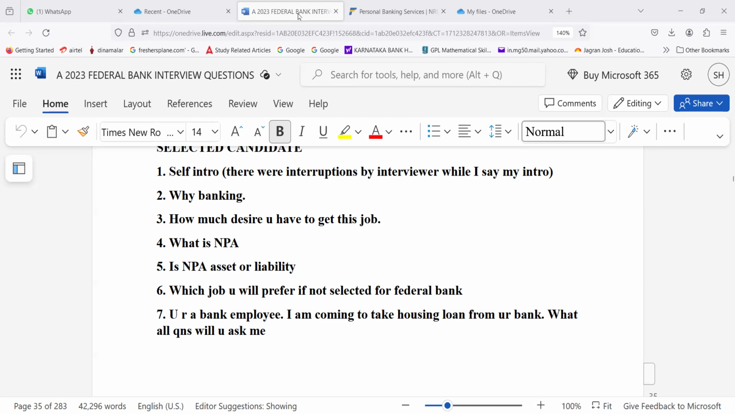Now, next question, seniors. Kaviram and Viswa only are seniors. All others are juniors. Okay. Swati, you can try this question. What is NPA? Is it an asset or a liability?